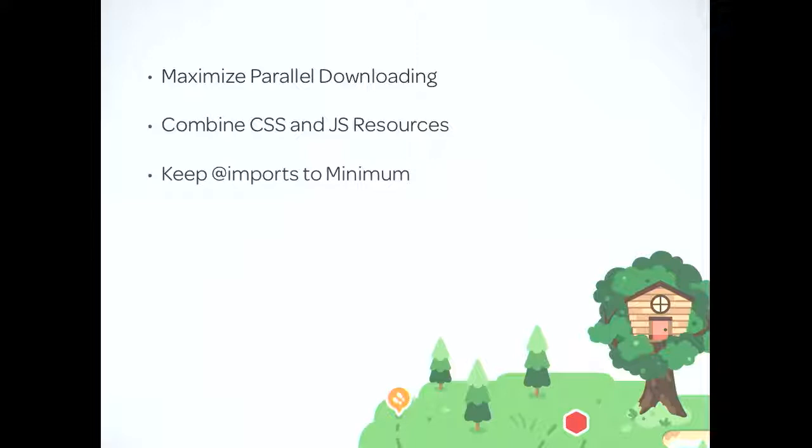So how can we reduce some of these HTTP requests? One of the ways is to maximize parallel downloading. We can also combine CSS and JavaScript resources. Another way is keeping those @imports to a minimum and using CSS image sprites. So let's go over each of these in more detail.